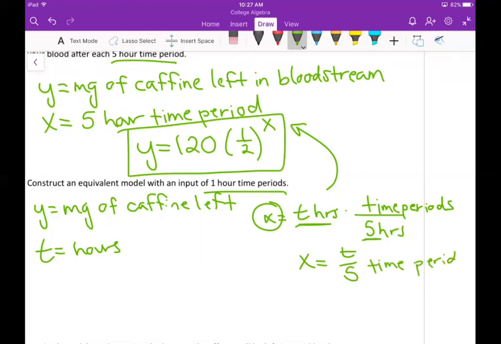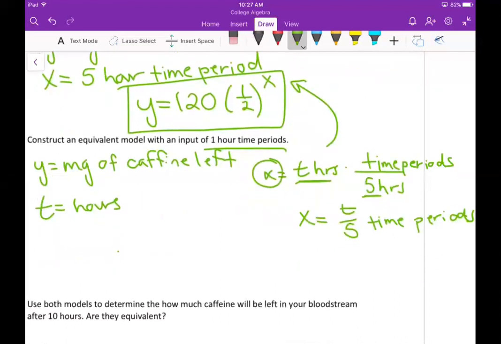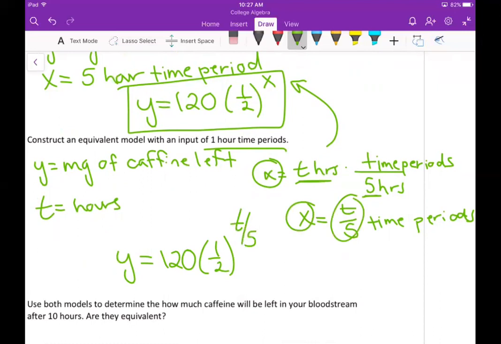So all I'm going to do is in my function, replace X with T over 5. So my function becomes Y equals 120 times 1/2 to, instead of X, put in T over 5. Convert hours to time periods every time: you're just going to take and divide it by 5, since there's 5 hours in one time period. Okay, so this is a new function where now every time I can just take and plug in any number of hours, I'll just divide it by 5 in my exponent before I use the function.